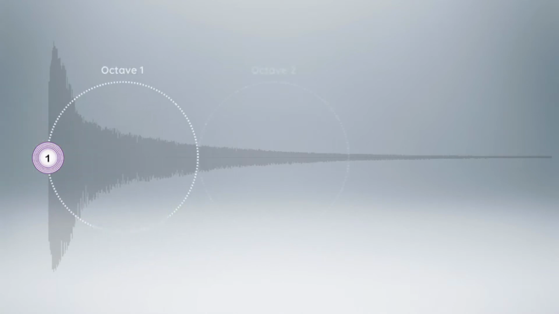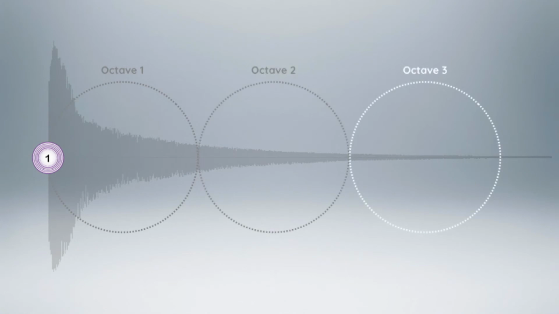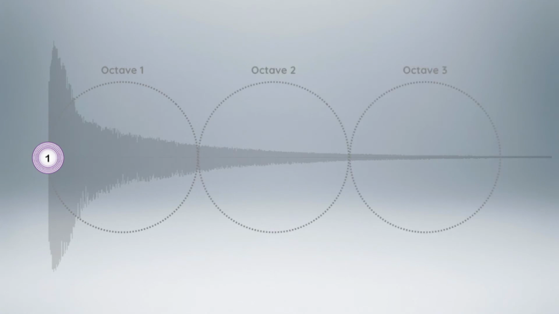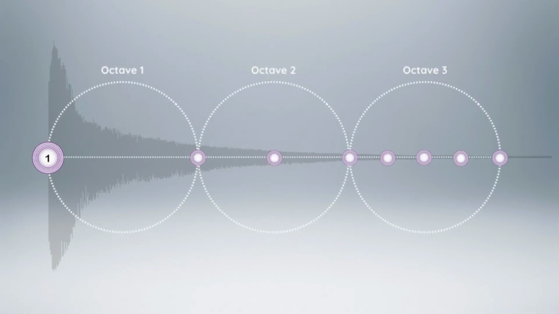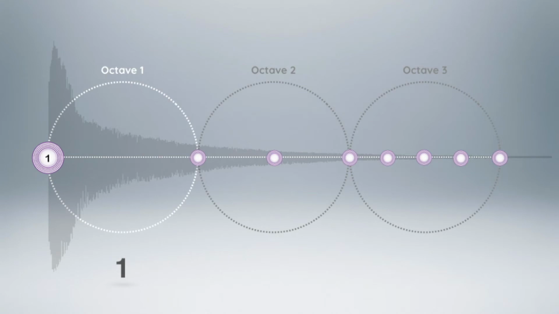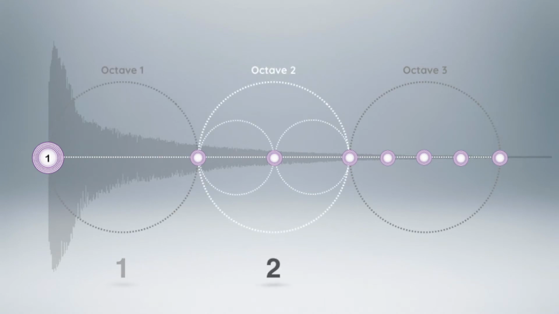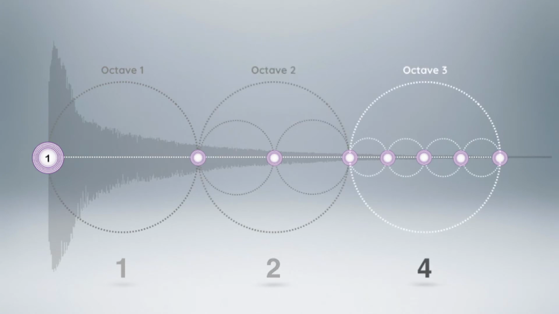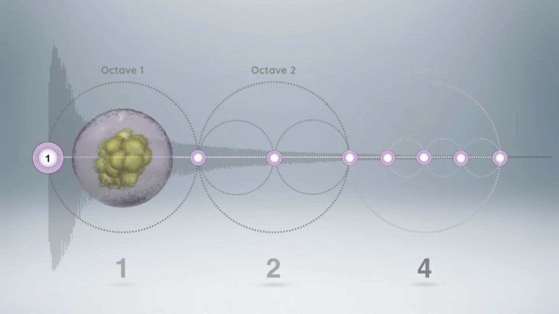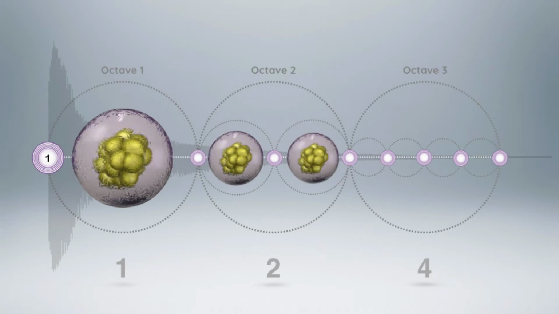We are going to focus our attention on the first 8 sounds created by the first 3 octaves of the harmonic series. We can observe that after each octave, a division by 2 occurs, much like the principle of cell division.